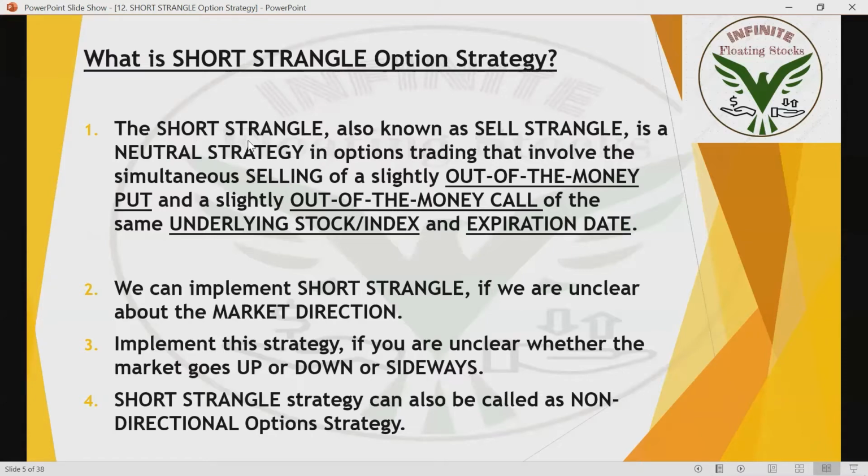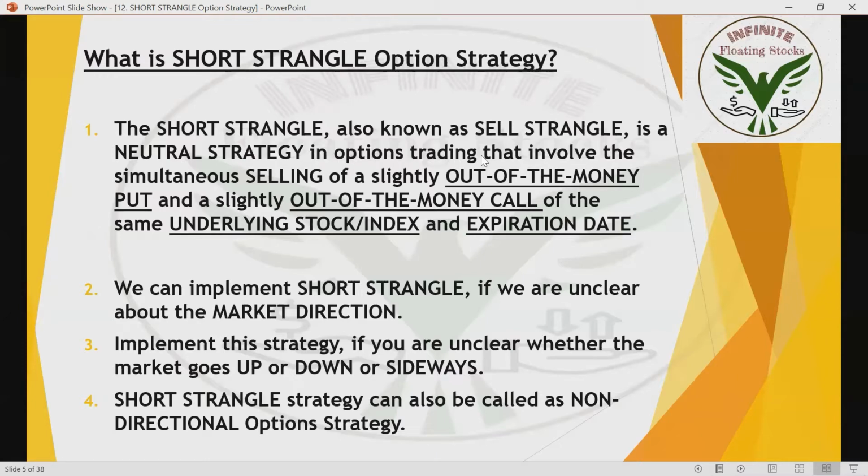So the short triangle is also known as the sell triangle. Leave that, there is nothing in line number 1. The short triangle, also known as the sell triangle, is a neutral strategy. A neutral strategy is one where, irrespective of market direction, you gain profit. So the strategy is called a neutral strategy, sell triangle, or short triangle strategy.